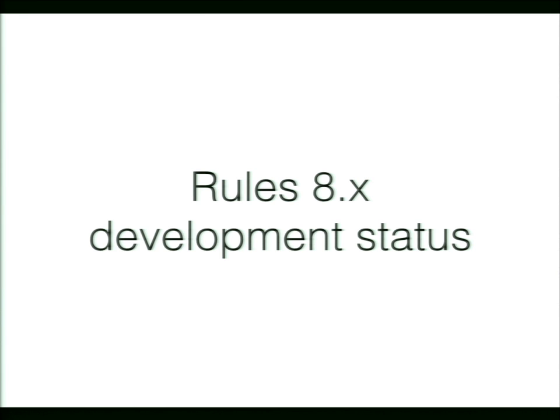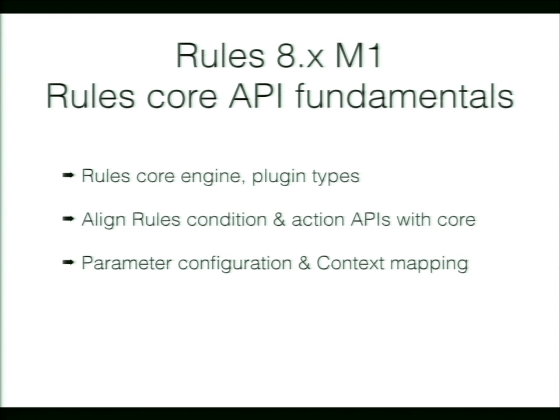So we did that campaign about April to May last year. Then we had the money, then we just had to do it. And the development roadmap looks like this. In milestone one, we worked on the rules core engine, implementing all the plugins, the rules actions and conditions APIs of Drupal core. Our vision was really to match them, and if we can decide to fork the system or we can try to fix it in Drupal core.